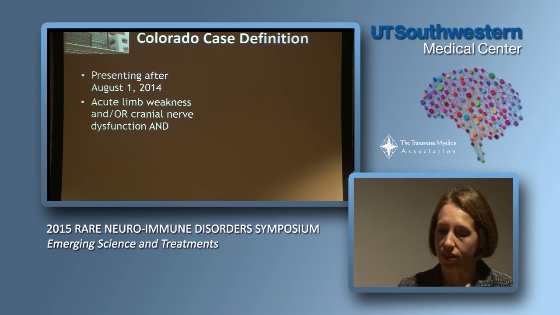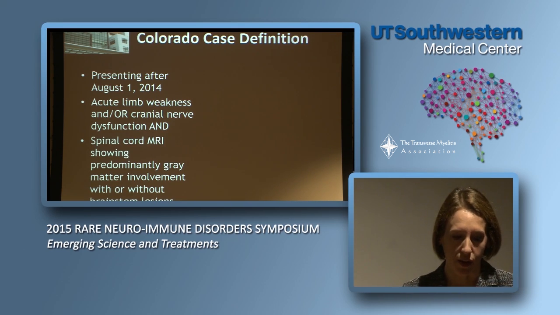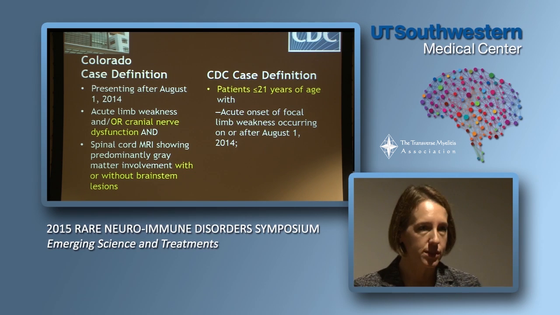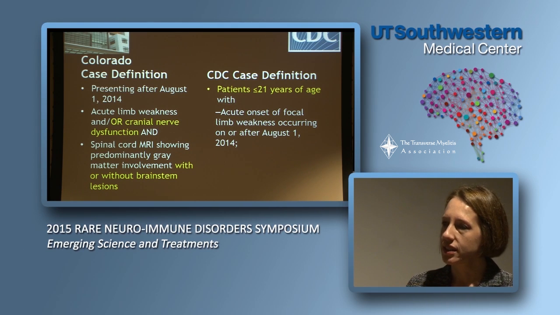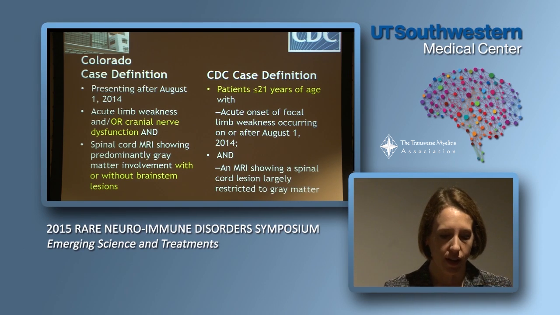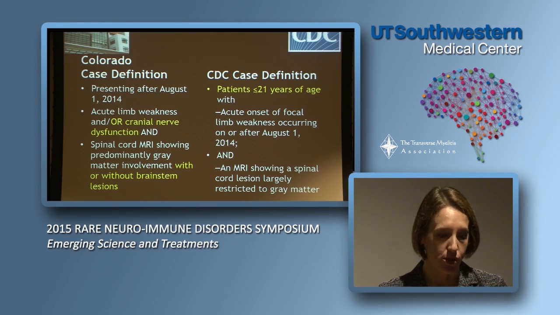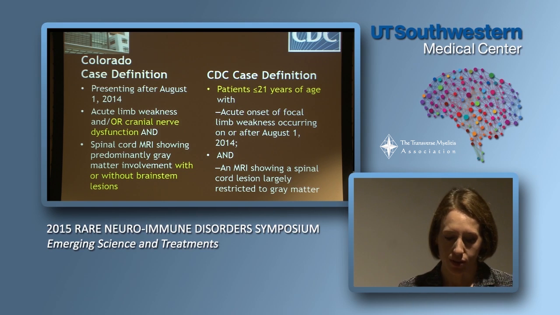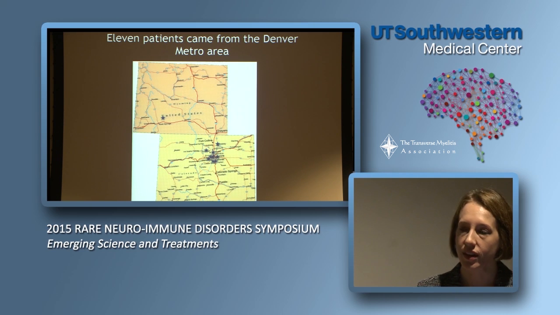We came up with a case definition that summarized these findings there. And then we worked with the CDC to try and figure out whether or not this was happening in other places in the country as well. And the CDC came up with a slightly different definition that you see there on the right side of your screen. They specified that it was pediatric, or at least less than 21 years of age, with this particular type of weakness, and the MRI that was very distinctive.